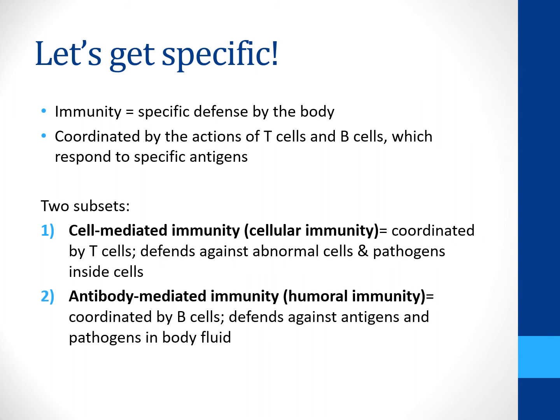So we have two subsets of specific immunity or adaptive immunity. One is the cell-mediated immunity, which is coordinated by T cells. This is going to defend against abnormal cells and pathogens that are inside of cells. And then antibody-mediated immunity or humoral immunity, which is coordinated by B cells, and that defends against antigens and pathogens within body fluid. B cells cannot cross the plasma membrane, so they have to attack from the outside of the cell.